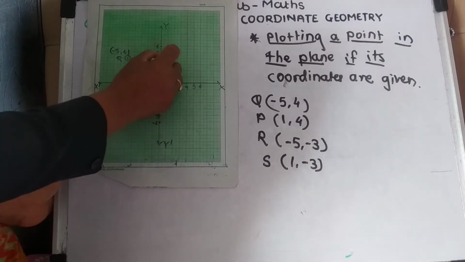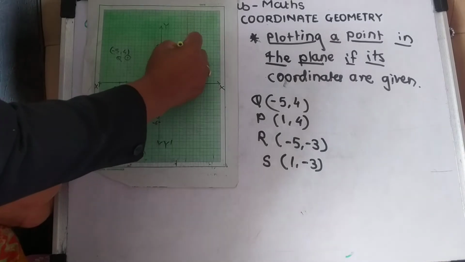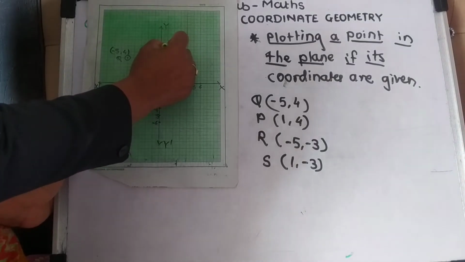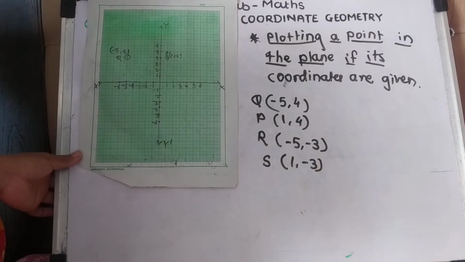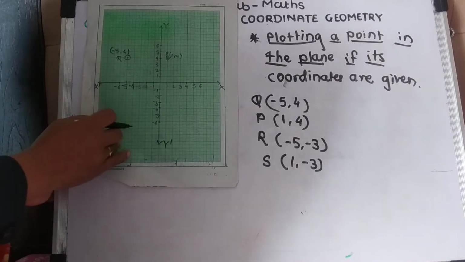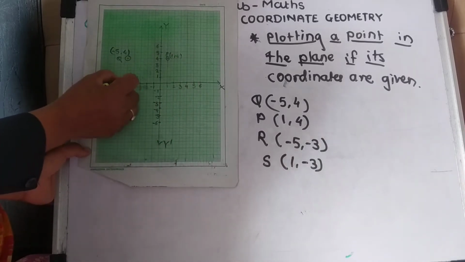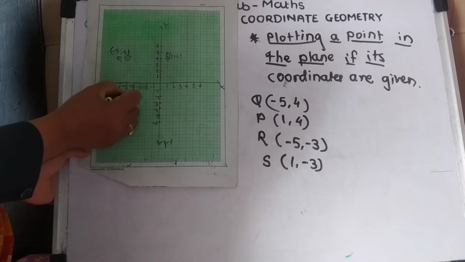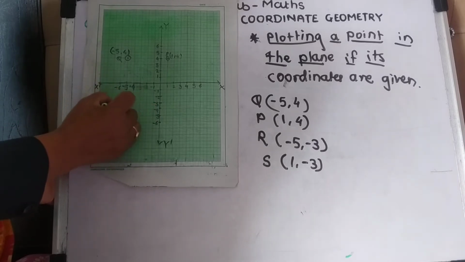From 1, and 4 where it came, there I stopped. Right? So 1, 4, and this point is which one? P point. Then the R point is -5, -3. -5 and -3. So -5, -3 will lie in the third quadrant. So look, -5 and -3.